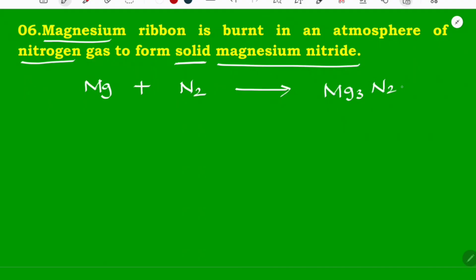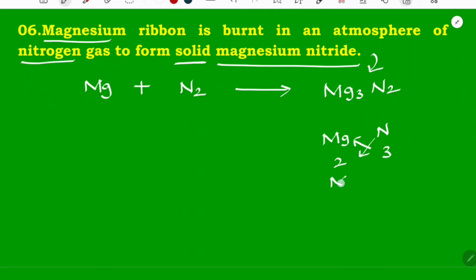Then nitride, what is the formula? Mg3N2. How, sir? This is magnesium nitride. So how can we write? Magnesium valency is 2 and nitrogen valency is 3. So the crisscross method.